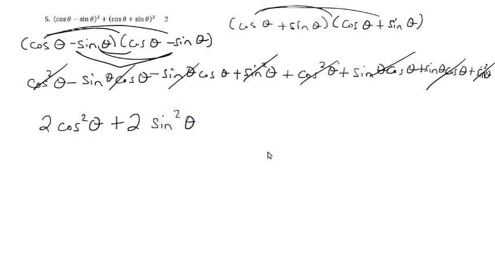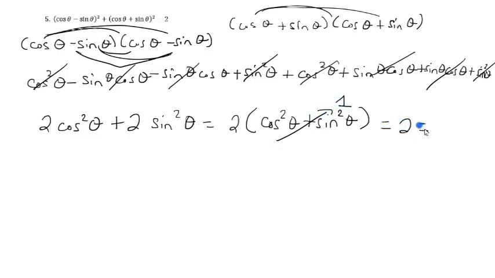Okay, so we have 2 cosine squared plus 2 sine squared. Now we're going to factor out a 2 from this, and we get cosine squared plus sine squared. Lo and behold, of course, a Pythagorean. I said that this was going to be quite a common identity, and this is going to give you 1. So 2 times 1 is 2. So 2 is equal to 2. So therefore, we have proved the identity.